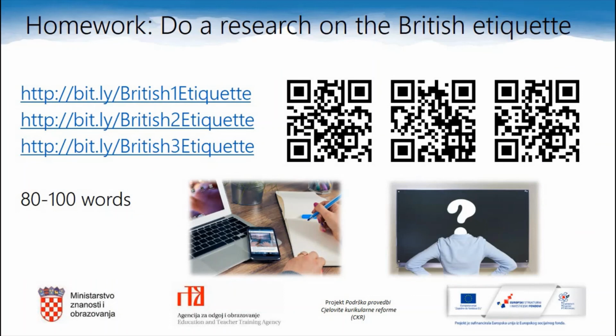It's time for homework. You need to do research on British etiquette. Etiquette is a set of rules or customs that control accepted behavior in particular social groups. So here I offer you 3 links which will take you to articles on British etiquette. Read the articles and choose the rules or customs that you like the most and write them down. You should write between 80 and 100 words. And you should not forget to send your homework to your teacher. Good luck!